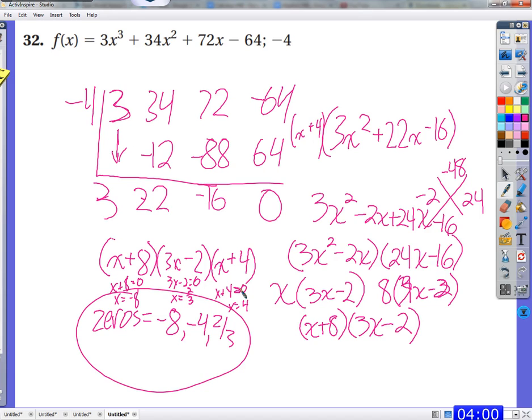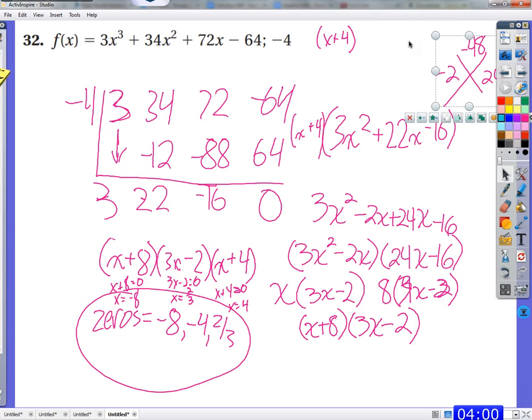So this negative 4 is a zero, so x plus 4 is a factor. If we factor out that x plus 4, then we wind up with this quadratic, which we can factor using those same old quadratic strategies. We use the old AC method here. We found two numbers that multiply to negative 48 and add to 22. That's negative 2 and 24. We wrote it back out like this, and we grouped this together and found a factor of x in common, a factor of 8 in common here, and the common factor of 3x minus 2. Then Gavin came in and wrote the whole thing out as a product of three factors, set it equal to 0, and then figured out what would make each factor 0.